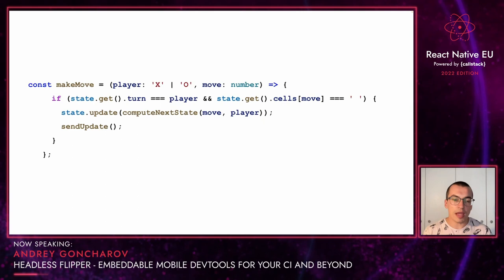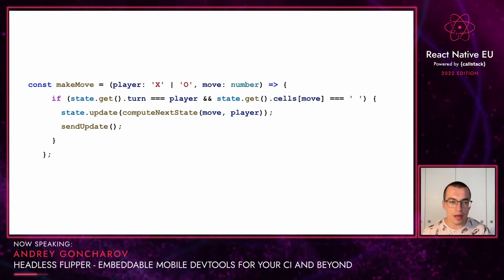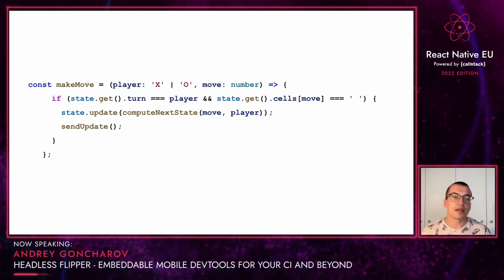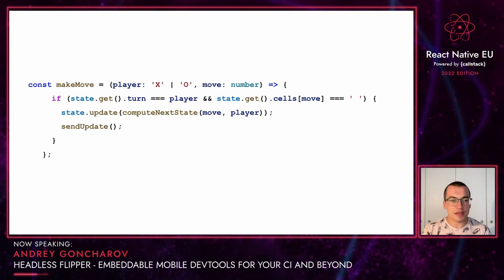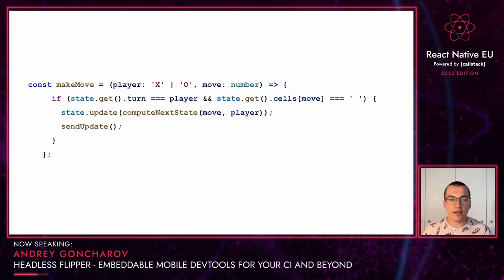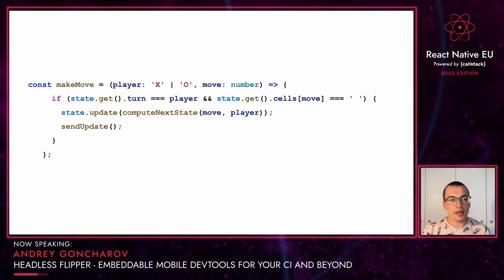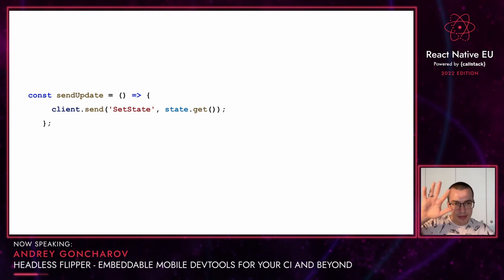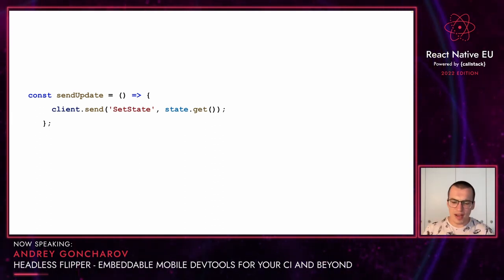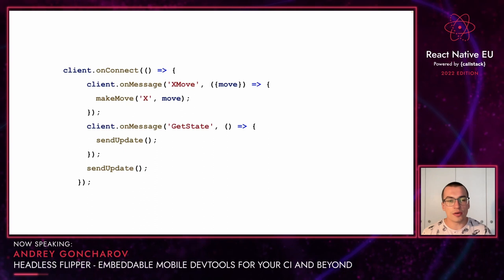For instance, this make move call. What it does, it just verifies that this is the right player, and so on. Essentially, it computes the next state of the plugin and sends this state to the device. So whenever a player in the UI clicks on the button making a move, a new state is going to be calculated and sent over the wire. Send update, as simple as that: just get the state, serialize it under the hood, and send this data over to the mobile device.